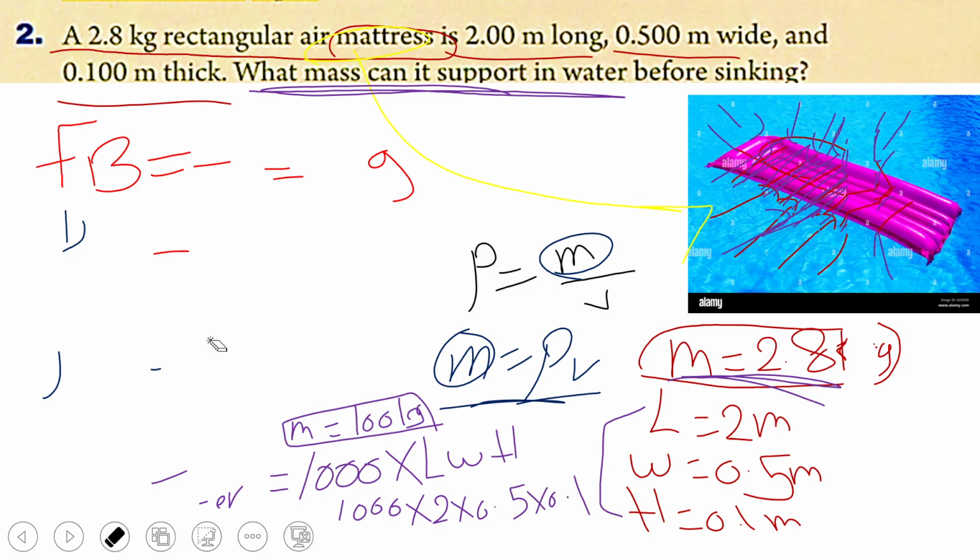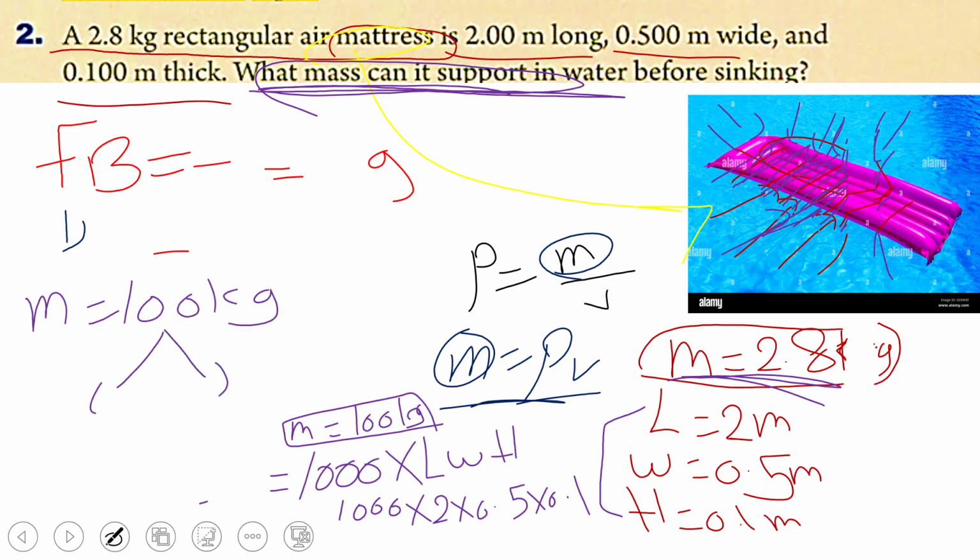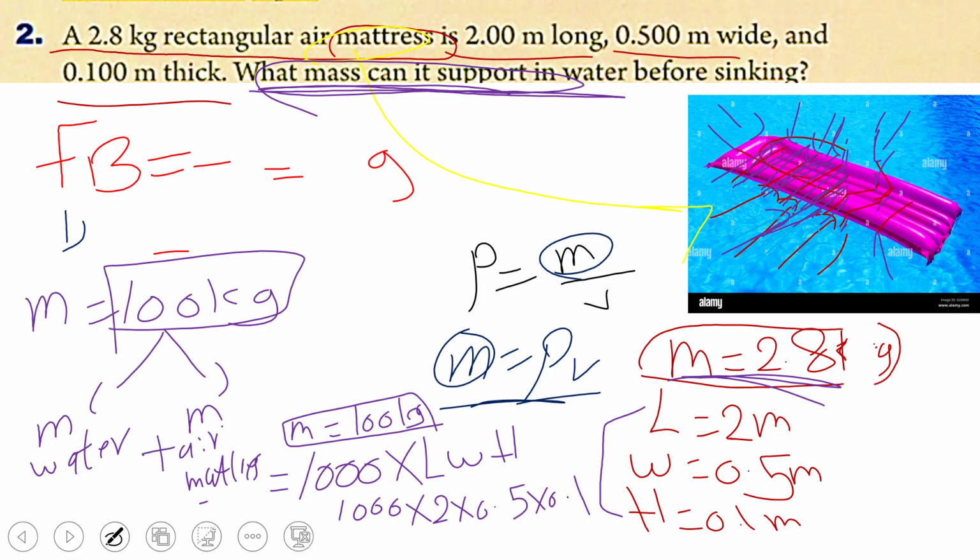Because the question said find the extra mass. What mass can it support in water? So find the mass of the water that goes inside the air mattress. This mass, we already found, is equal to 100 kilogram. This mass is the result of adding two masses: first, the mass of the water, plus the mass of the air mattress. Because of these two masses, the answer becomes 100.